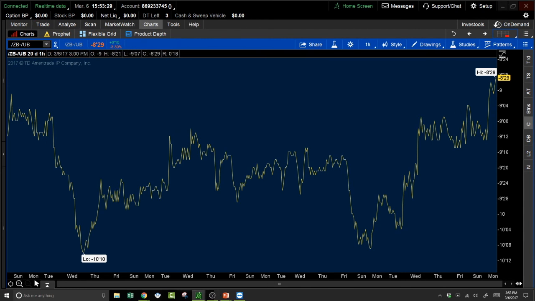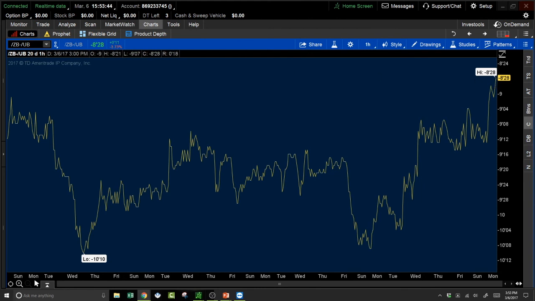For those who are just considering this, guys, paper trade this. ZB against UB. It's a 1-to-1 relationship. Right now at negative 829, you can sell one and buy the other one. And watch it in the next couple of days. Okay? ZB, UB. So you're selling a ZB and buying a UB. It's a great one to paper trade. I'll let you follow along, and then you can see how these trades really work.